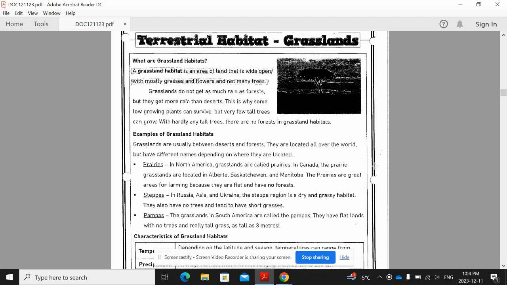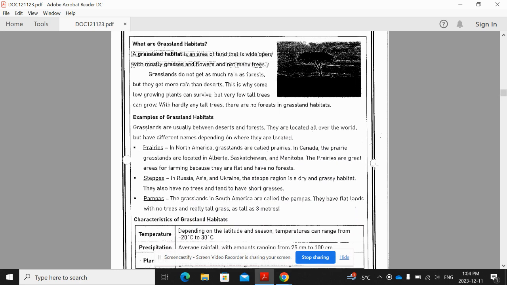Terrestrial habitat, grasslands. A grassland habitat is an area of land that is wide open with mostly grasses and flowers and not many trees. Grasslands do not get as much rain as forests, but they get more rain than deserts. That is why some low-growing plants can survive, but very few tall trees can grow. With hardly any tall trees, there are no forests in grassland habitats.